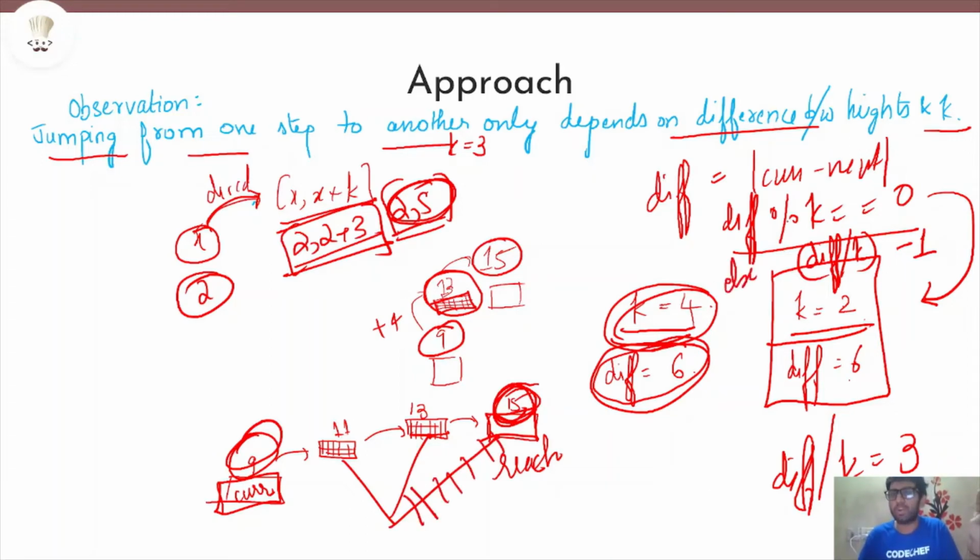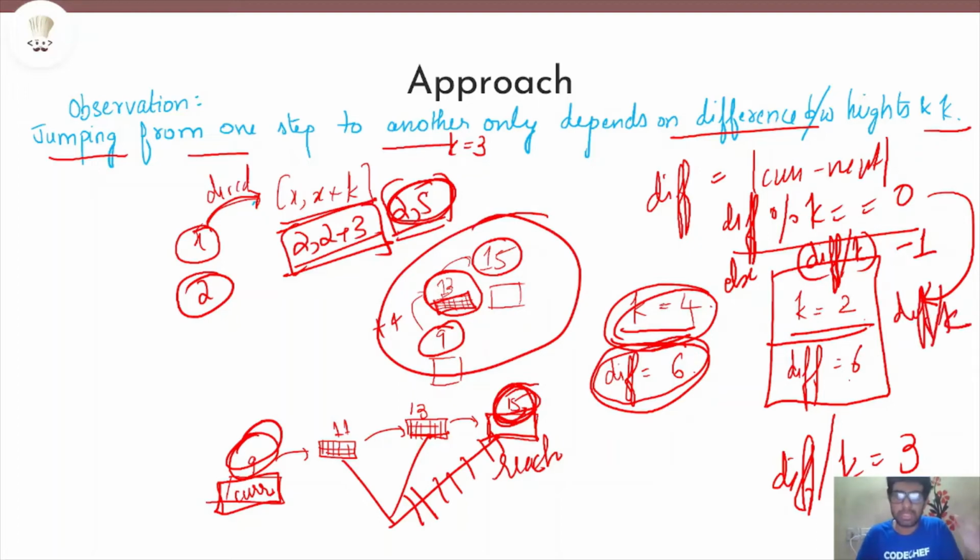Otherwise, if your difference mod k is not equal to 0, like in this case here, you can just do number of steps equal to number of steps plus difference by k in the else condition. It's just difference by k. Because here the difference was 6 and k is 4. 6 by 4 with normal integer division is 1. I mean, it's 1.5, but with normal C++ floor division, it's 1. So you can get away by constructing only one step.